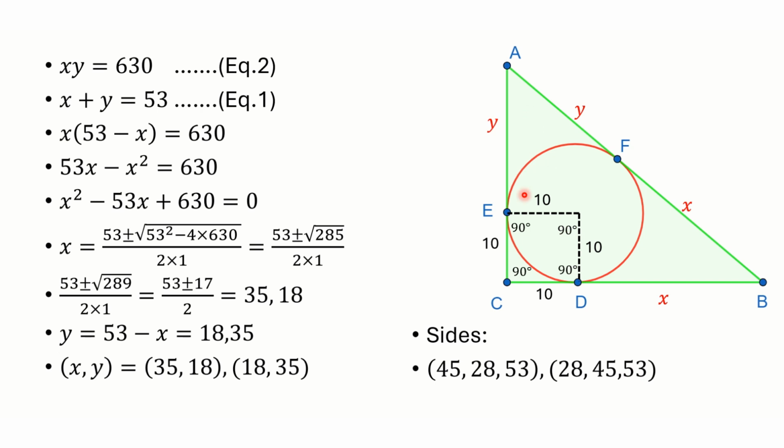Now see, these two pairs of solutions are basically saying that you can have 45 this way or you can have 45 the other way. So there are two possibilities, because you can have two triangles, one with 45 as AC, another with 28 as AC, and BC will correspondingly change. But AB will remain the same. AB is 53 in both cases.